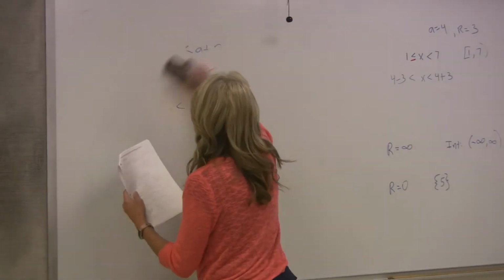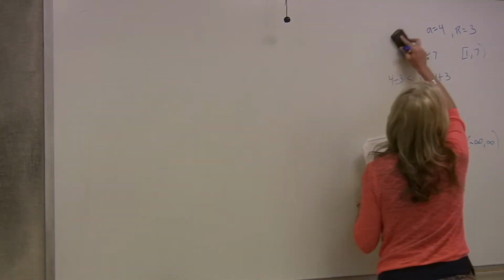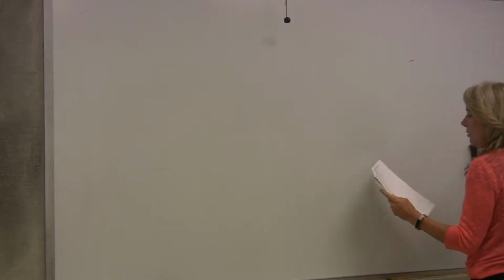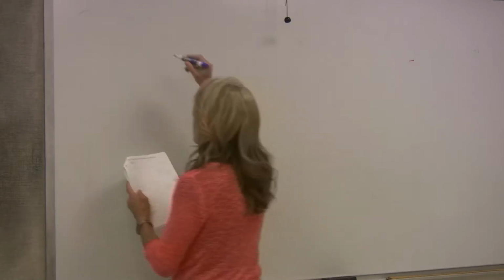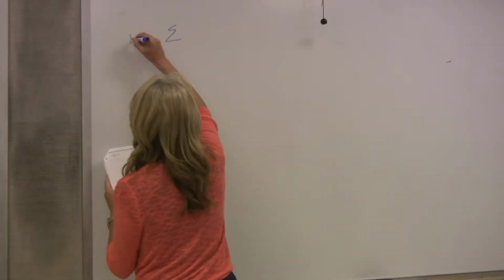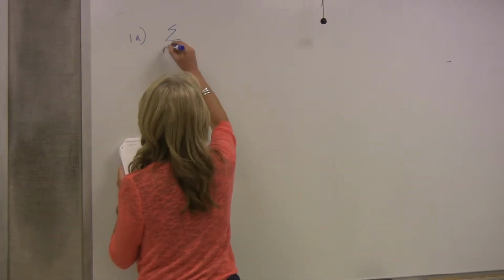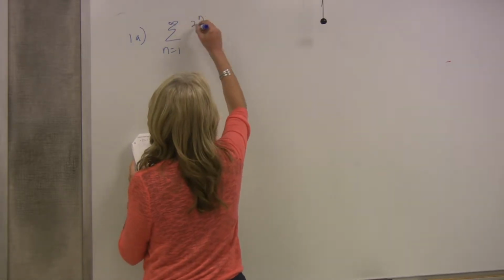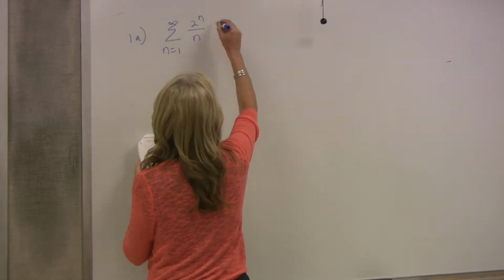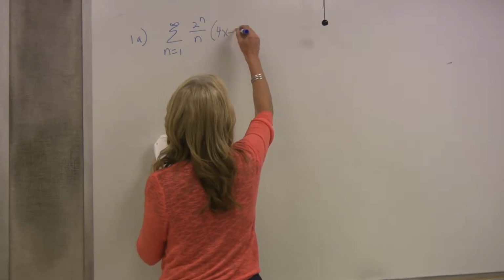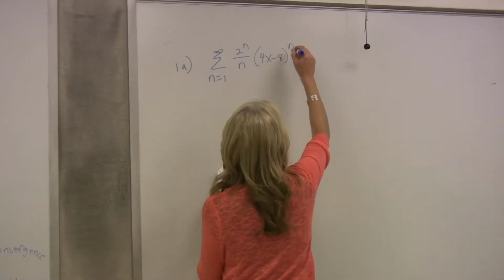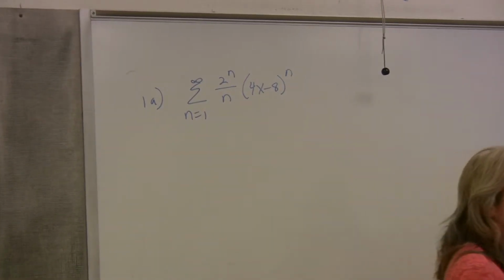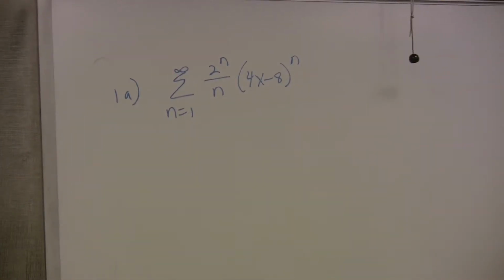So example 1a. That one I didn't use the ratio or root test because I made it look geometric. But look at this one. So here's 1a. I have this power series that's 2 to the n over n times 4x minus 8 to the n. And the directions say find the radius of convergence and the interval of convergence.